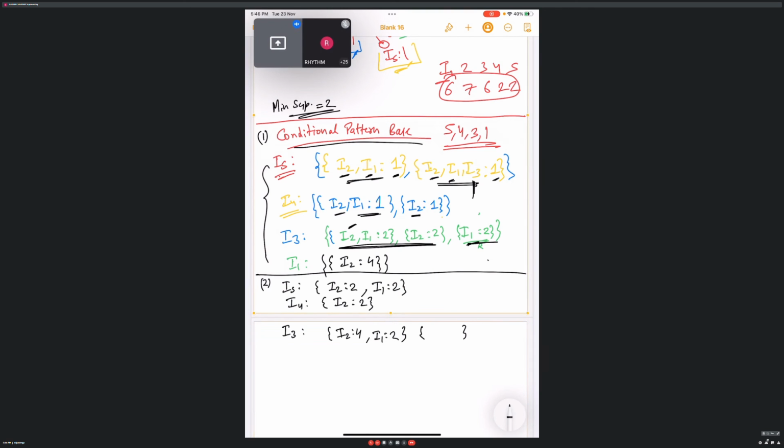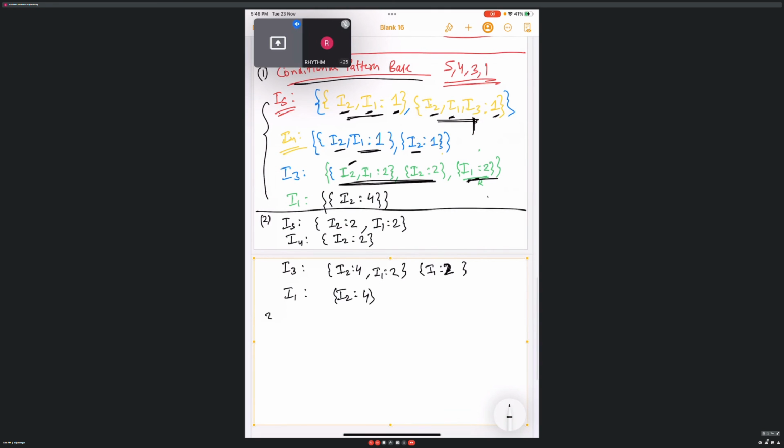For the next one, I am having I1. See, even though I1 was here also and here also, at this step we cannot merge it. Okay, so it will remain 2. Alright. Now for I1, we don't have to merge anything, so it will remain the same. Now from this, I have to find out frequent patterns.